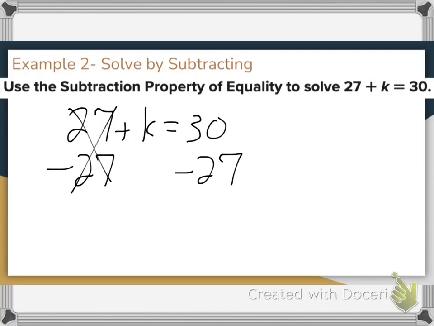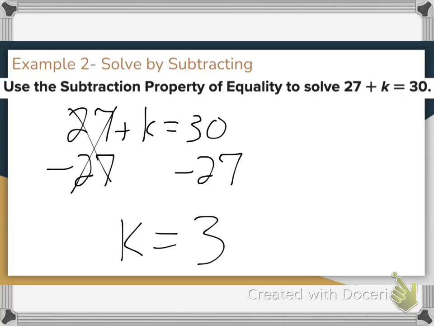Left side of my equation, what am I left with? k. The 27s cancel each other out. All that's left over is k. Are we okay with that? Now, the right side, do I have any like terms that I can combine? Yeah. These are two constants. I can combine them. What's 30 minus 27? 3.